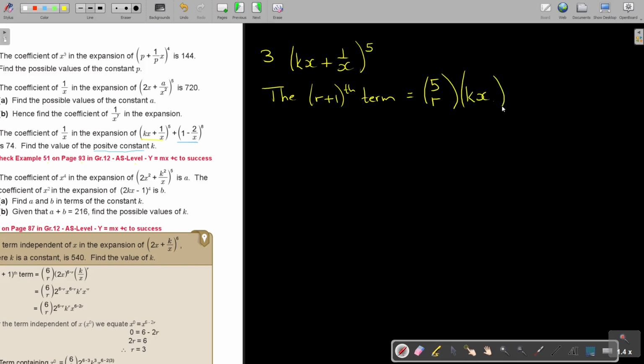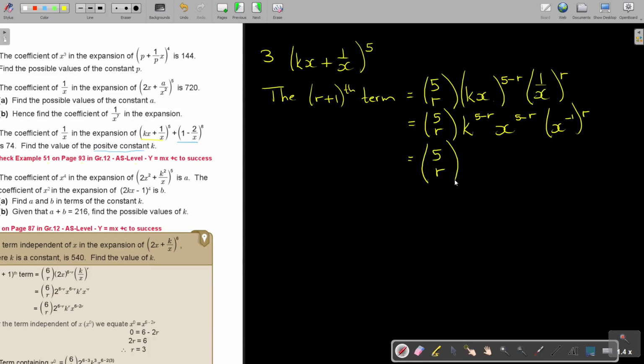kx to the power of 5 minus r and 1 over x to the power just r. Okay, so I'm first going to break it up. So I get 5 C r and then k to the power 5 minus r, x to the power 5 minus r. Now that one is fine, you can just leave it. But bring the x up, then it's x to the power negative r, or you can just directly go to r. Okay, so the next step is going to be 5 C r, then it's k to the power 5 minus r, and now I just make that 1. So x to the power 5 minus r, so minus 2r.